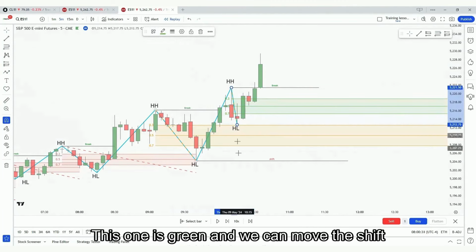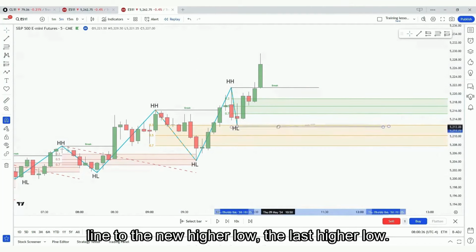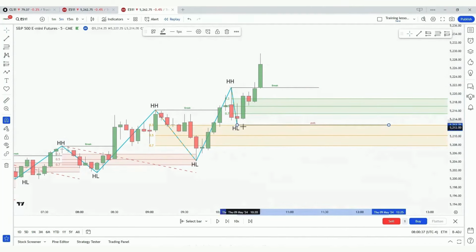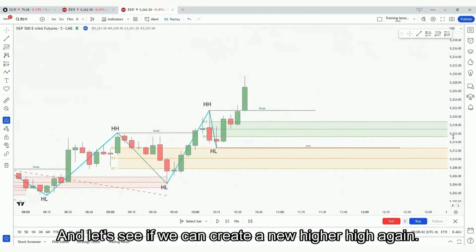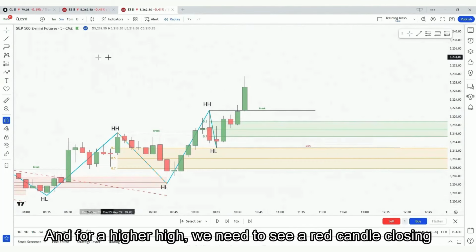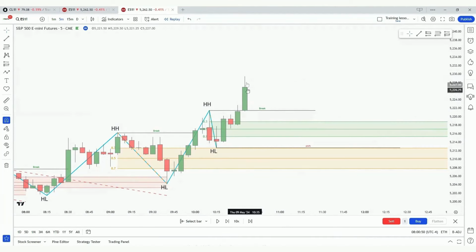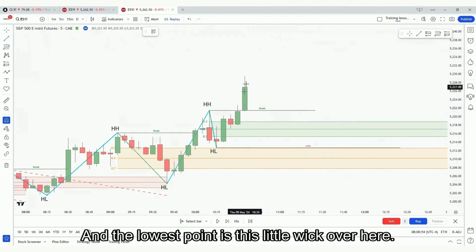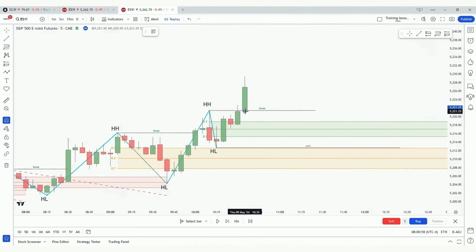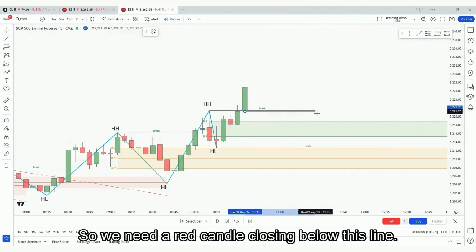And we can move the shift line to the new higher low, the last higher low. And let's see if we can create a new higher high again. For a higher high, we need to see a red candle closing below the highest green candle. So let's mark the highest green candle, that's this one, and the lowest point is this little wick over here. So we need a red candle closing below this line.